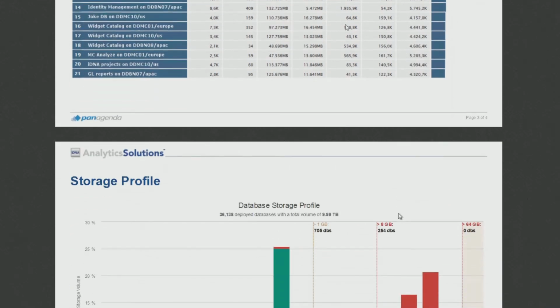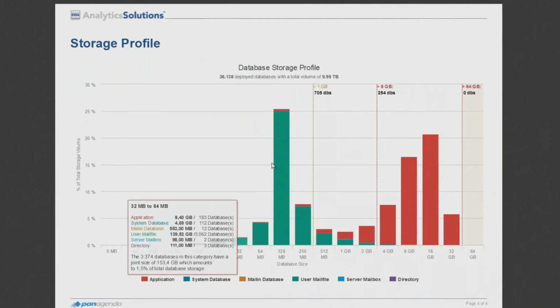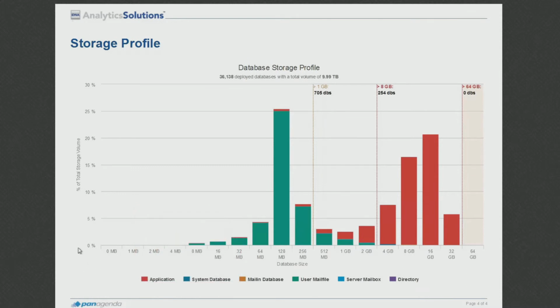This leads us to the storage profile of our databases. In this report, we show how the size distribution is in the different database categories. So you see this is red and green dominated. On the right-hand side are all the applications. On the left-hand side are more the mail files, and system databases, server mailboxes, and directories do not show up here. They are much more on the left side, and so few that they don't appear.